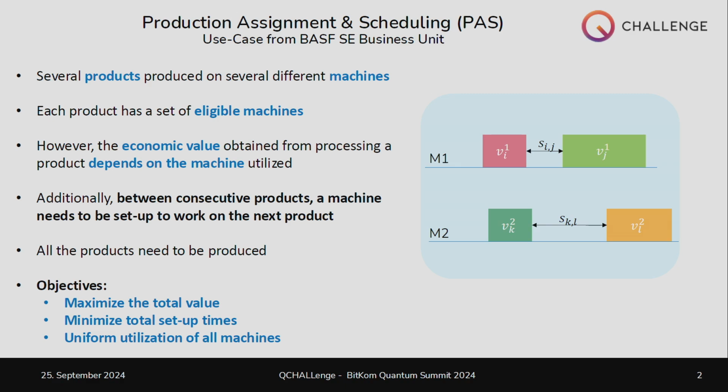The objectives are threefold. One of them is to maximize the total value. The values are, by the way, given by these variables, VI1 and VJ1 and so on. Second, minimize the total setup times. This is one of the most important ones. And we also want to uniformly utilize all the machines, meaning it may happen that one machine is able to do all the jobs, and doing all the jobs on that machine will reduce the overall setup time. This is not desired. We would like to also uniformly distribute the jobs on the machines.